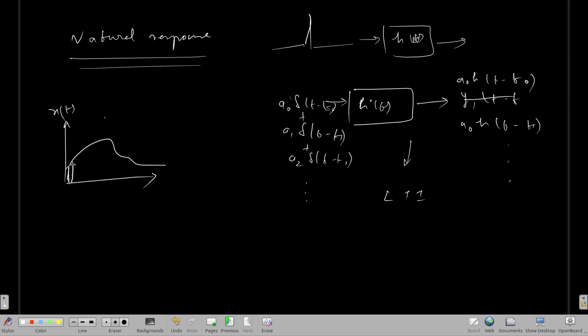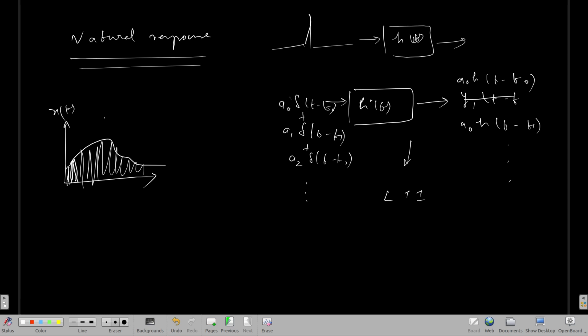Then I find an impulse and shift it this much and give the weight of the impulse as this much, and give it to the system, and I take the output. Then I do this for each and every moment. I may be drawing like this, but consider very small increments, and I get all these outputs, and if I sum it up, what am I getting? Basically I am getting the response of the system to this input.